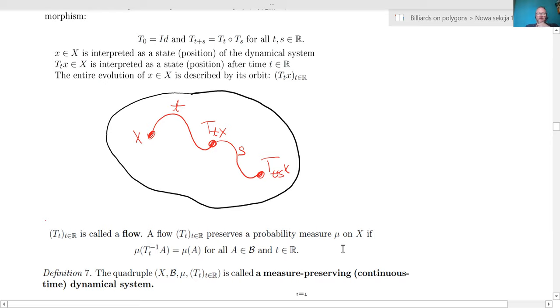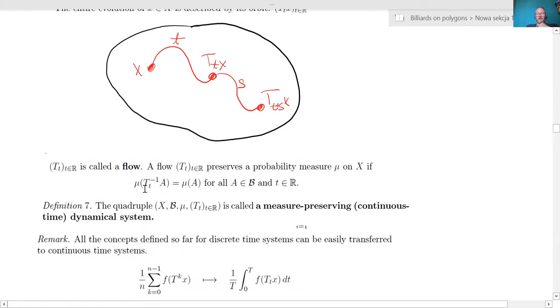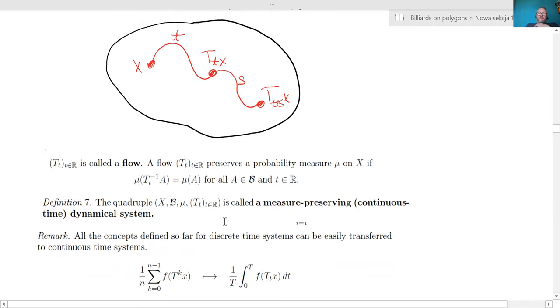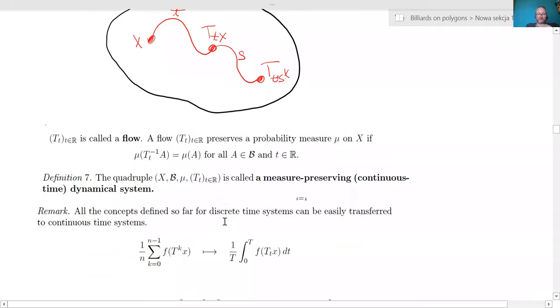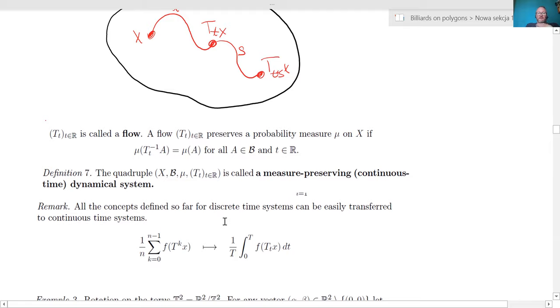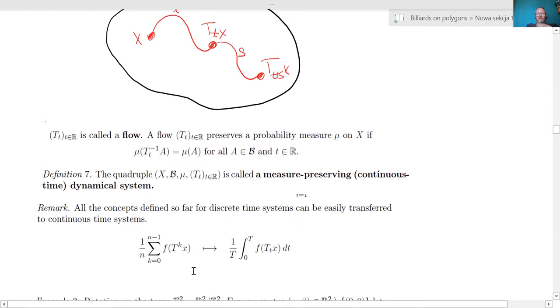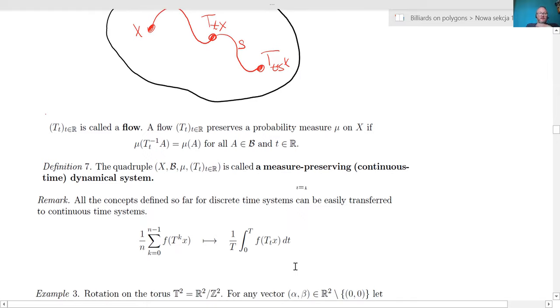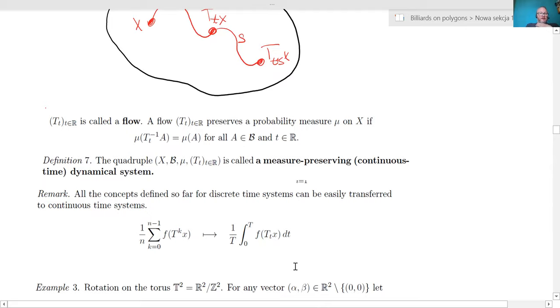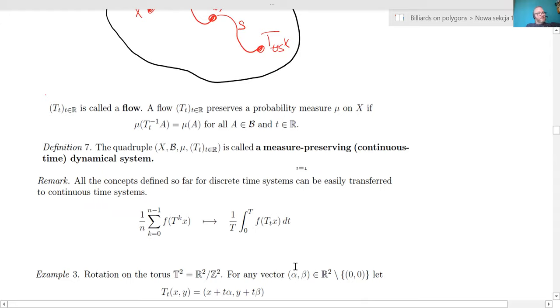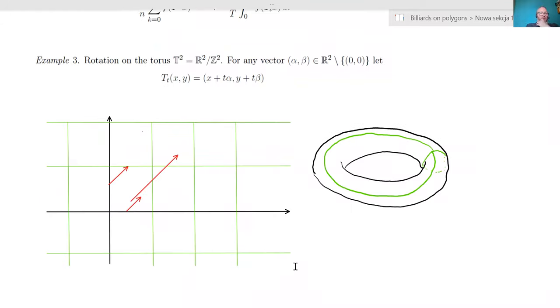And a flow is measure preserving if every time t map preserves the measure, and then we can consider the following quadruple, which is called a measure preserving continuous time dynamical system. I will not focus on it, but all concepts which were defined until now, we can easily translate to continuous time dynamical systems. Instead of using sums, we have to use integrals. And let's go to some examples. The simplest example of a measure preserving flow is a rotation on the torus.